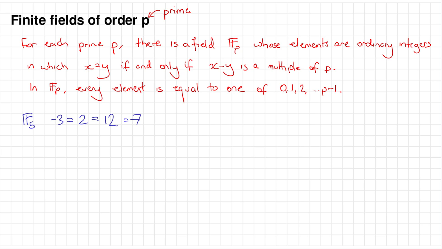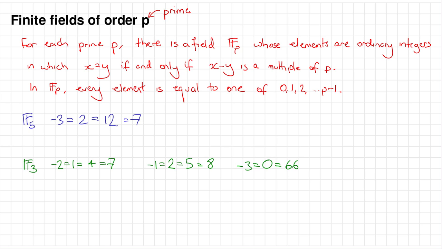And if we now take a slightly different example, let's look in F3. So in the finite field F3 of order 3, minus 2 will be equal to 1, and that would also be equal to 4 and 7, and minus 1 will be equal to 2 and 5 and 8, and minus 3, and any multiple of 3 will be equal to 0. So 66, for example, will be equal to 0.